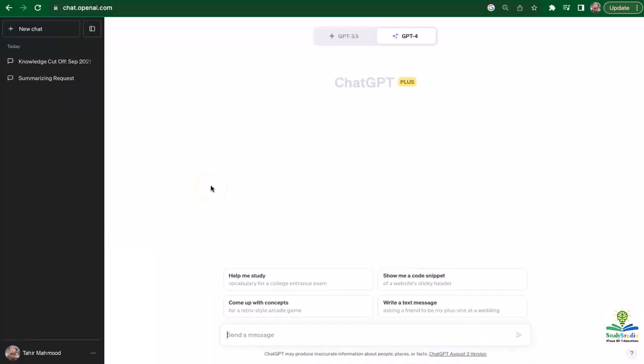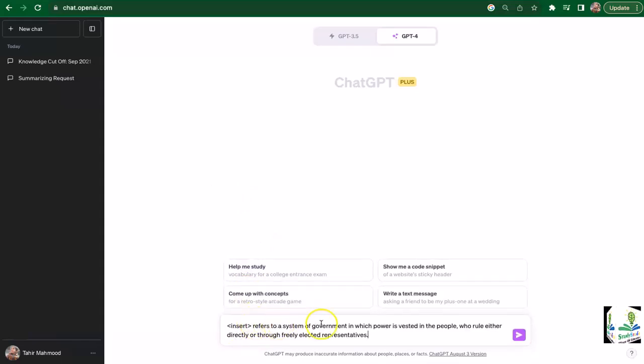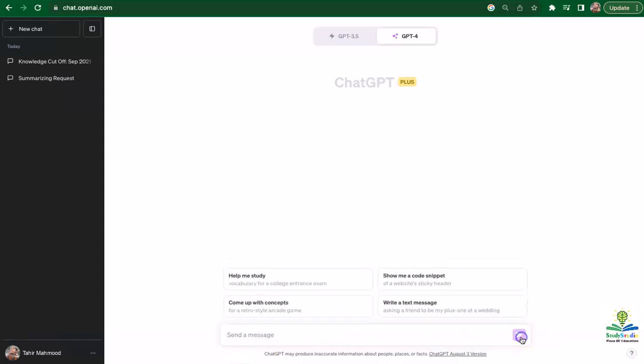The first ChatGPT basic prompting technique that we're going to work with now is called insertion. Insertion simply means filling in the blanks. So if I give it a prompt like this, which says, insert refers to a system of government in which power is vested in the people, who rule either directly or through free elected representatives. So this is a definition of the word democracy that I got from the dictionary. Now if I press play, what will happen is ChatGPT will replace this insert with the word democracy.